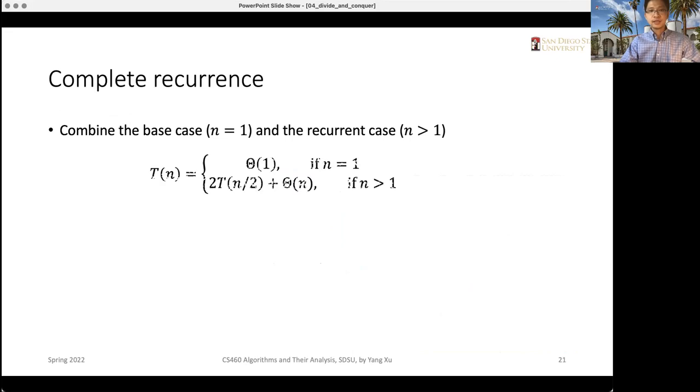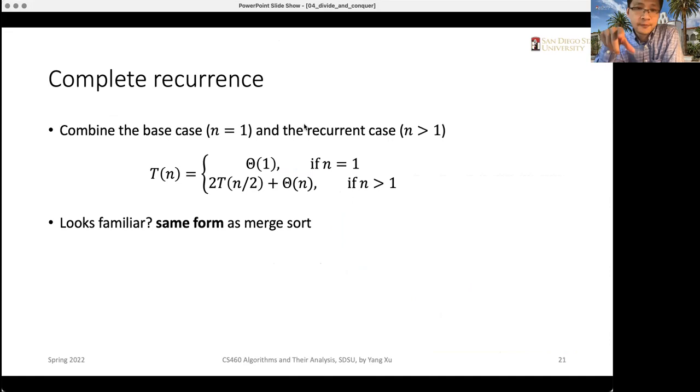Looking at this recurrence, I think you may have already noticed it is actually the same form as merge sort, which means we can directly apply our knowledge about merge sort. The total running time for this maximum subarray algorithm grows at the rate of n times logarithm of n, which is better efficiency than the brute force solution. If you brute force this problem, it takes n squared.